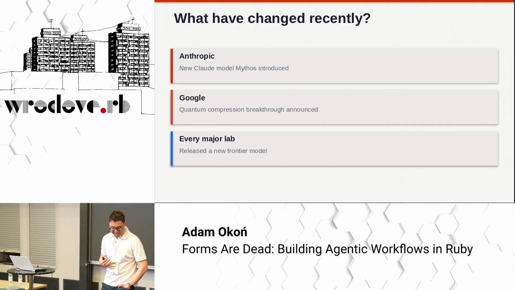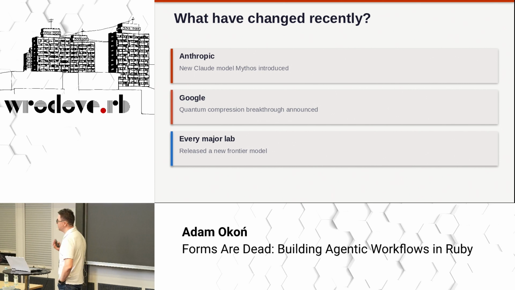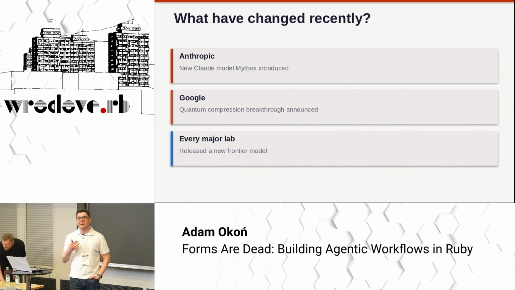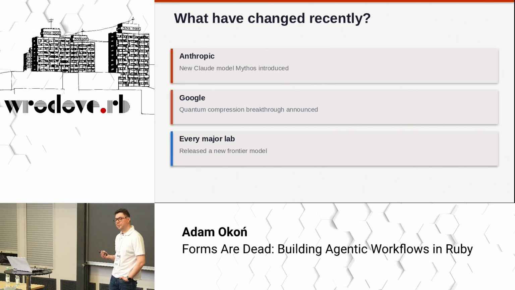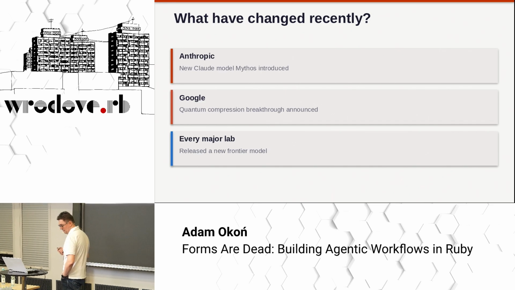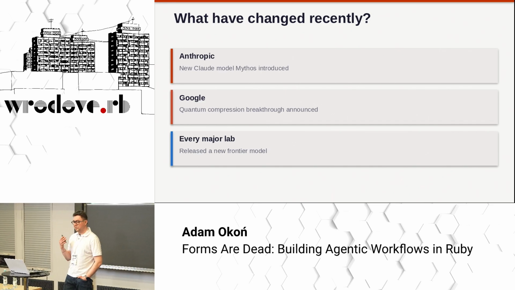So, Anthropic recently announced the new mighty model, Mythos, that might be a new breakthrough in that space. Google announced the quantum compression that can change the way we are running models in local environments. And many LLM labs are living inside the release cycle, where they release new models, new capabilities, a very vicious circle.